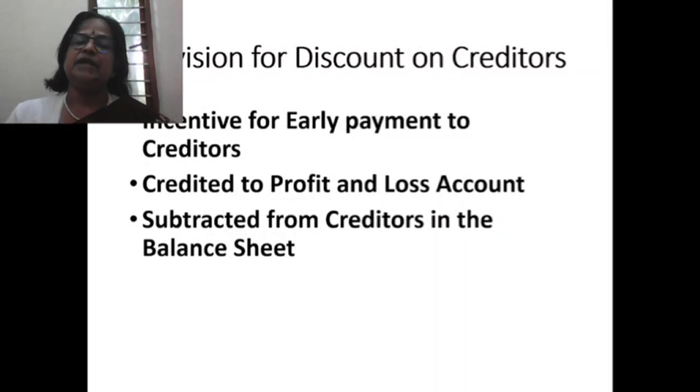So this is an incentive for early payment to creditors. If it's an income, the adjustment will be just the opposite. It will be credited to profit and loss account because it's an income. Then it will be subtracted from the creditors value in the balance sheet.